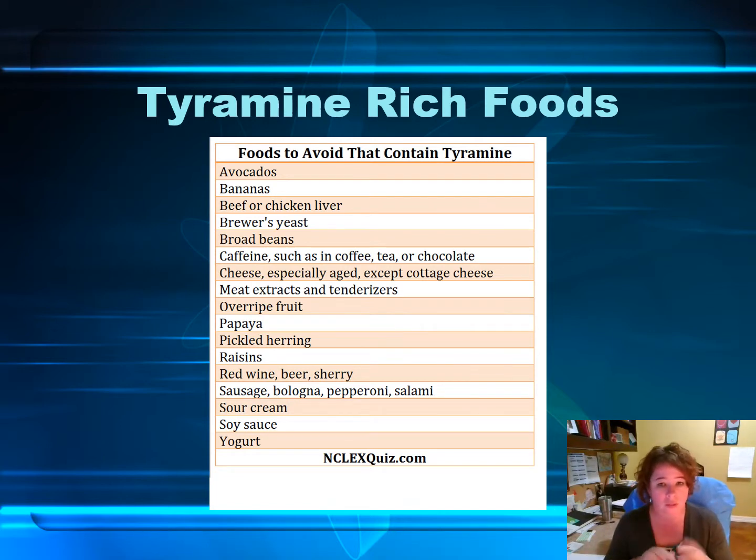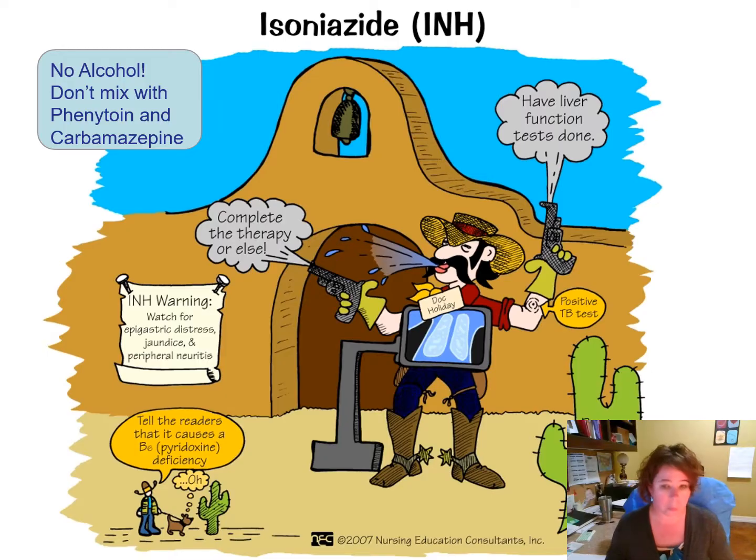So this is one of those lists that I would keep, not only for our tuberculosis drugs, but also whenever we start talking about antipsychotic medications, because some of those medicines are highly affected by a tyramine-rich diet as well. Here's our fun little slide all about isoniazid.